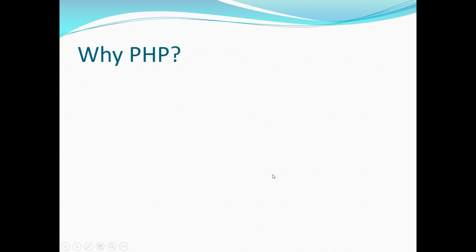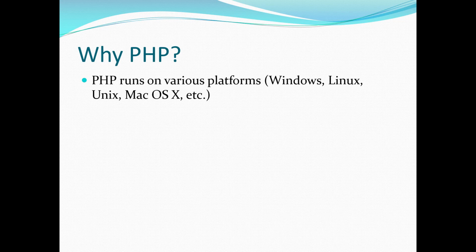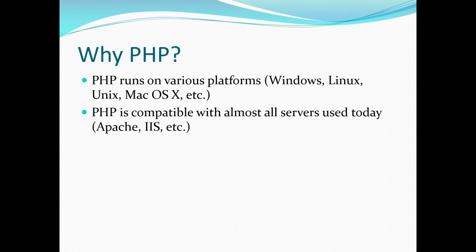So why do we use PHP? What is the purpose of PHP? PHP runs on various platforms, that is Windows, Linux, Unix, Mac OS X, etc. So PHP runs on various platforms, so it is very easy to deploy. Therefore we choose PHP. It is not operating system dependent. PHP is compatible with almost all servers used today, that is Apache, IIS, etc.